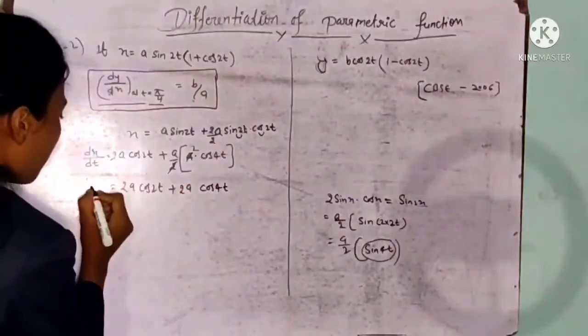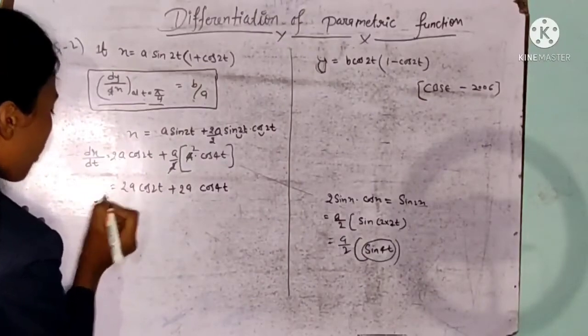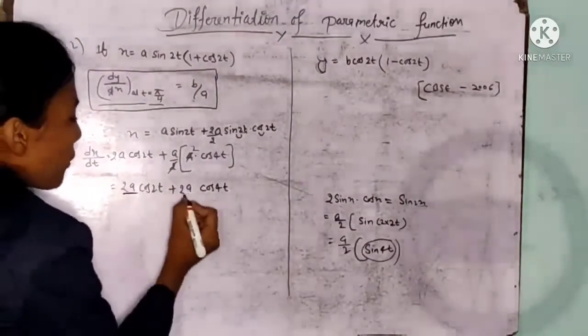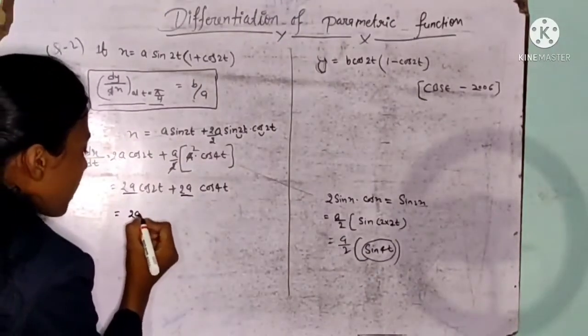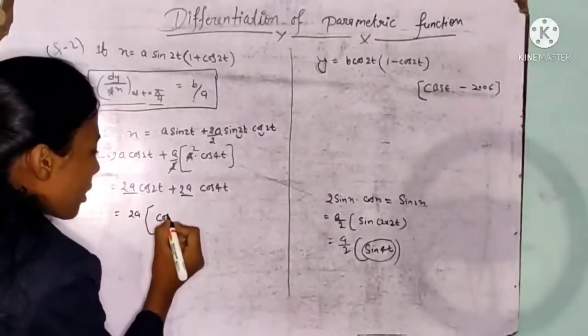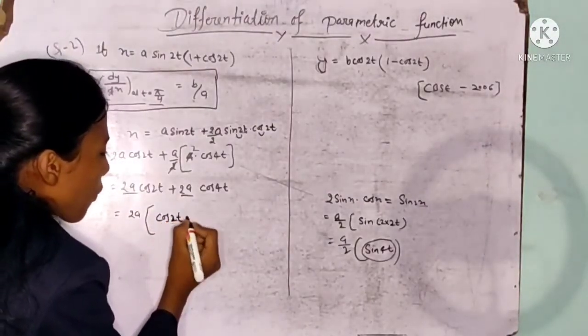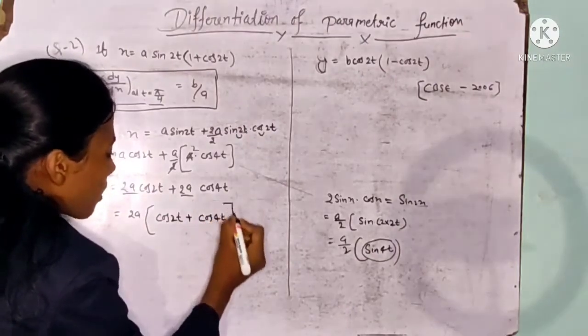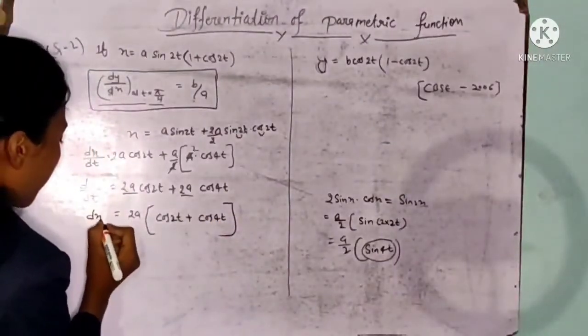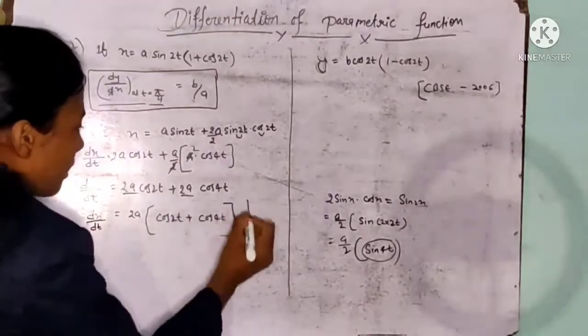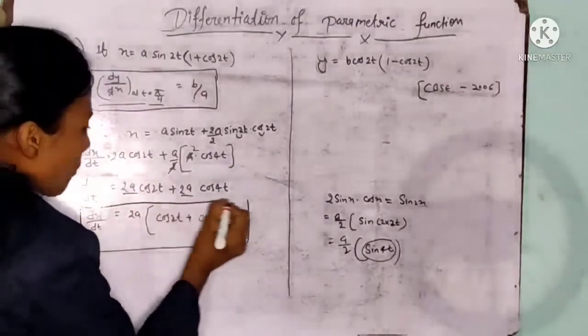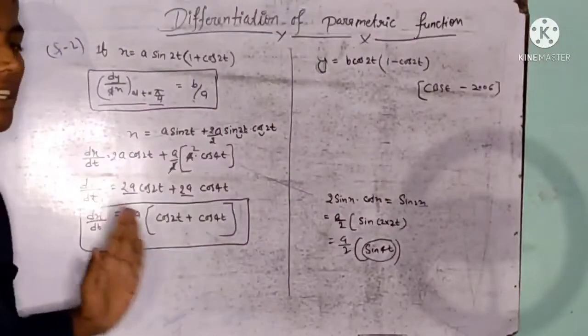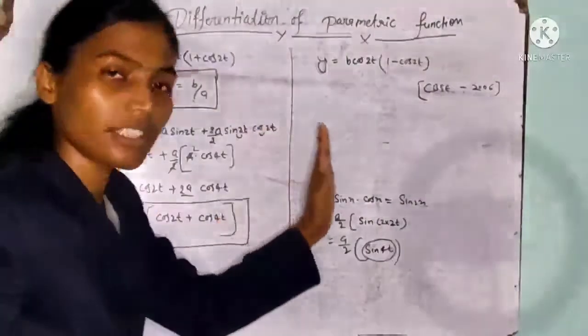So see, dx by dt. Now what happened? We have 2a common, so we take out 2a. What is remaining? Cos 2t plus cos 4t. So this is finally dx by dt. I hope you can understand. Next, we apply the same approach on the other side also.